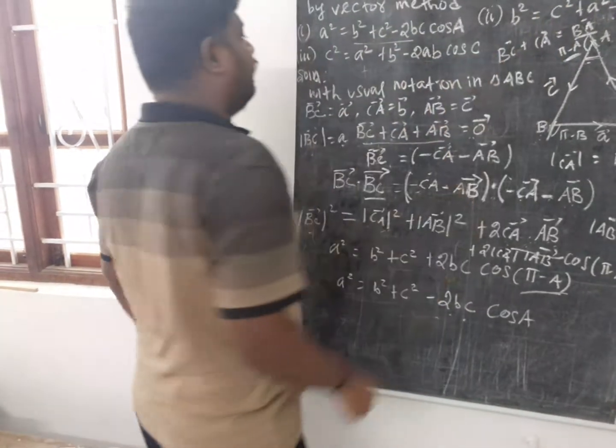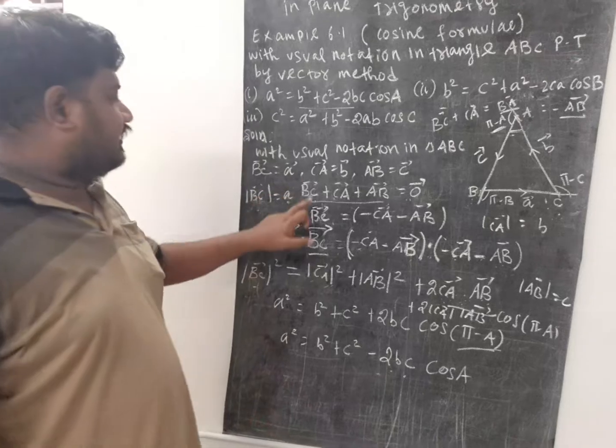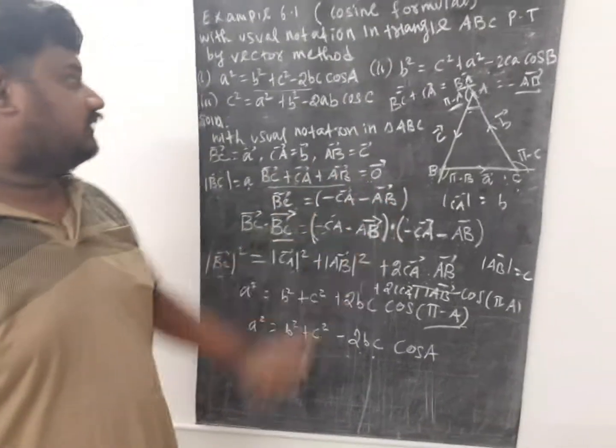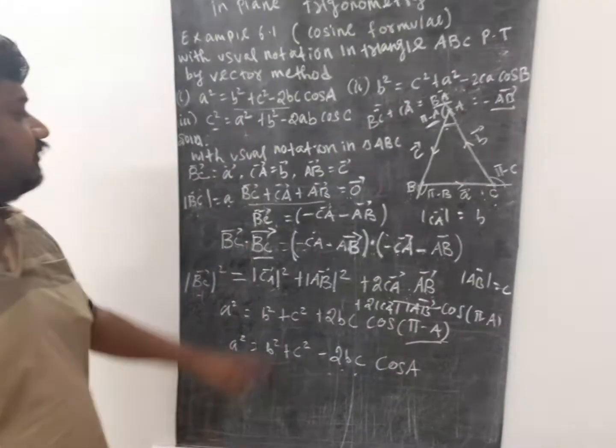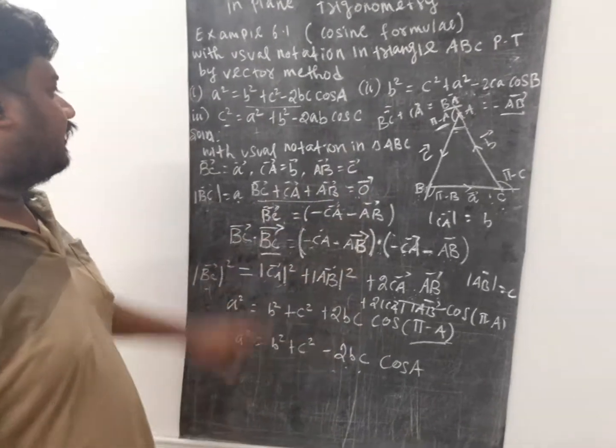The same logic you can apply to the other two, and you can get the answer. Suppose you want b square, then you keep CA vector on one side and the remaining go to the other side. Suppose you want c square, then we take AB vector on this side and the remaining go to the other side. The same logic we can apply, and you can get the result.